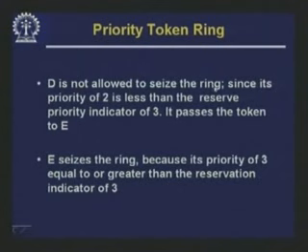D is not allowed to seize the ring since its priority of 2 is less than the reserve priority of 3, which has been put there by C. So, it passes the token to E. E seizes the ring because its priority of 3 is equal to or greater than the reservation of 3.